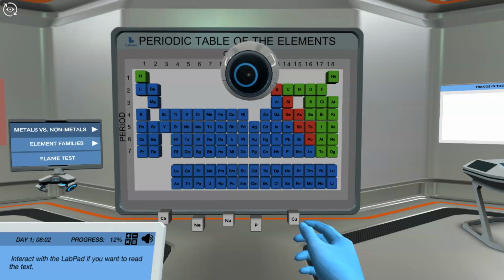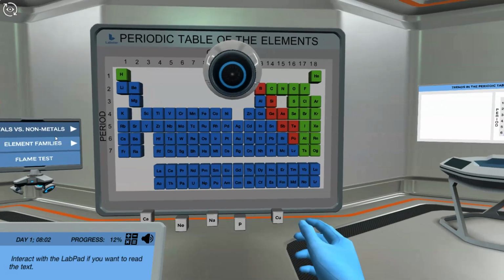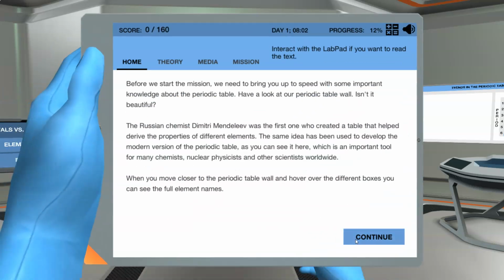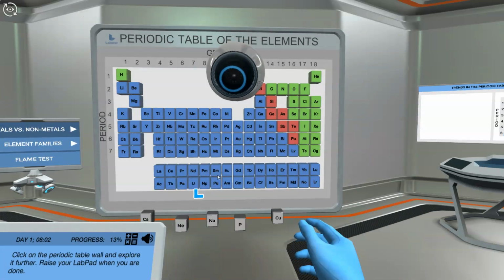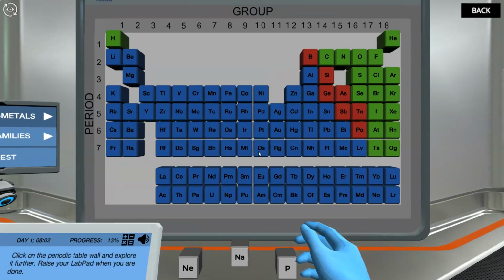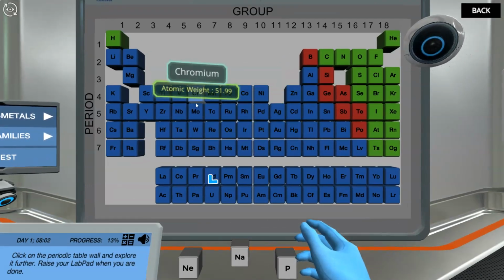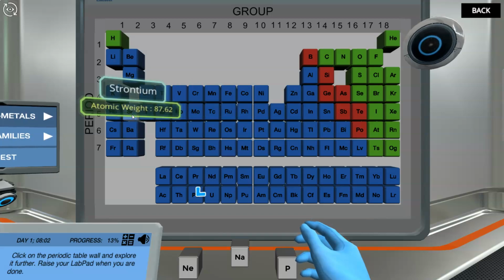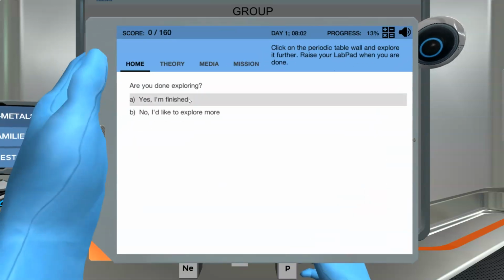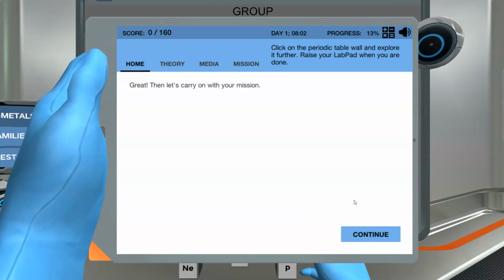When you move closer to the periodic table wall and hover over the different boxes, you can see the full element names. Click on the periodic table wall and explore it further. Raise your lab pad when you are done. Are you done exploring? Great. Then let's carry on with your mission.